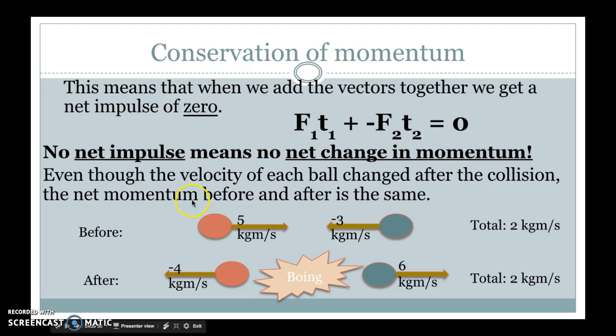So even though the velocity of each of these balls is going to change after the collision, their momentum before and after is the same. And this is what you should have seen from the activity yesterday, that if they had a total of 2 kilograms times meters per second before, they'd have afterward a total of 2 kilograms times meters per second.